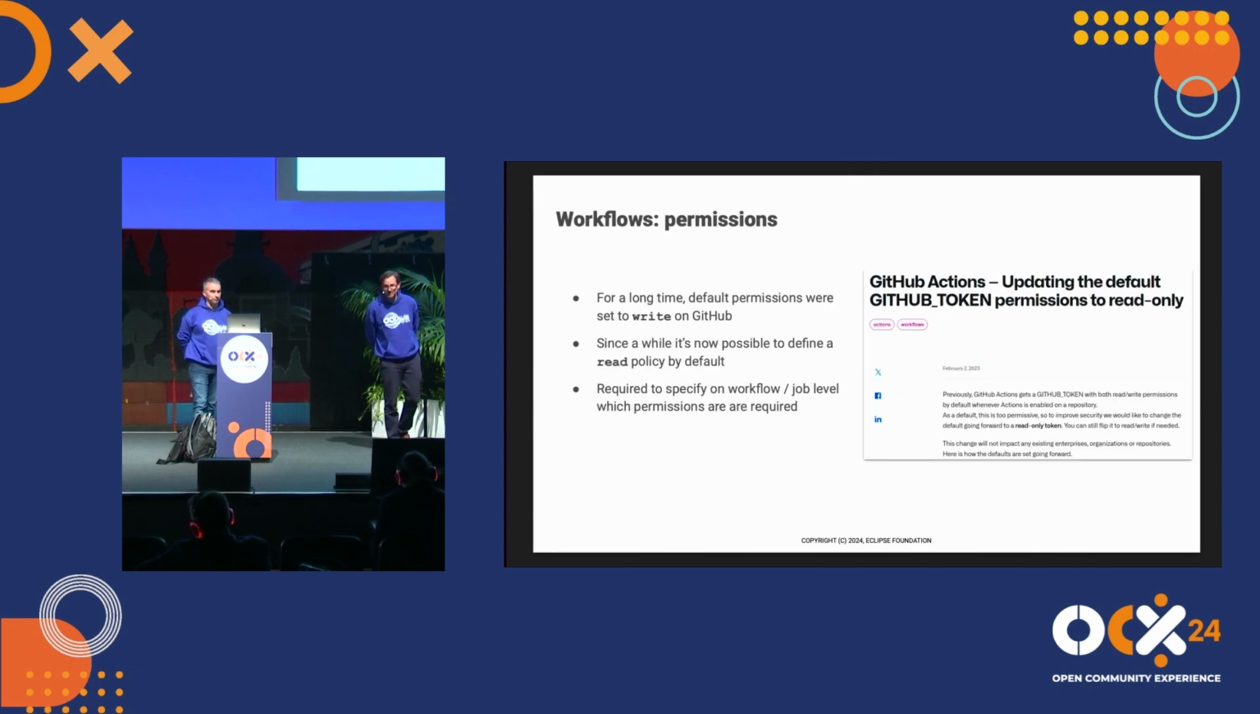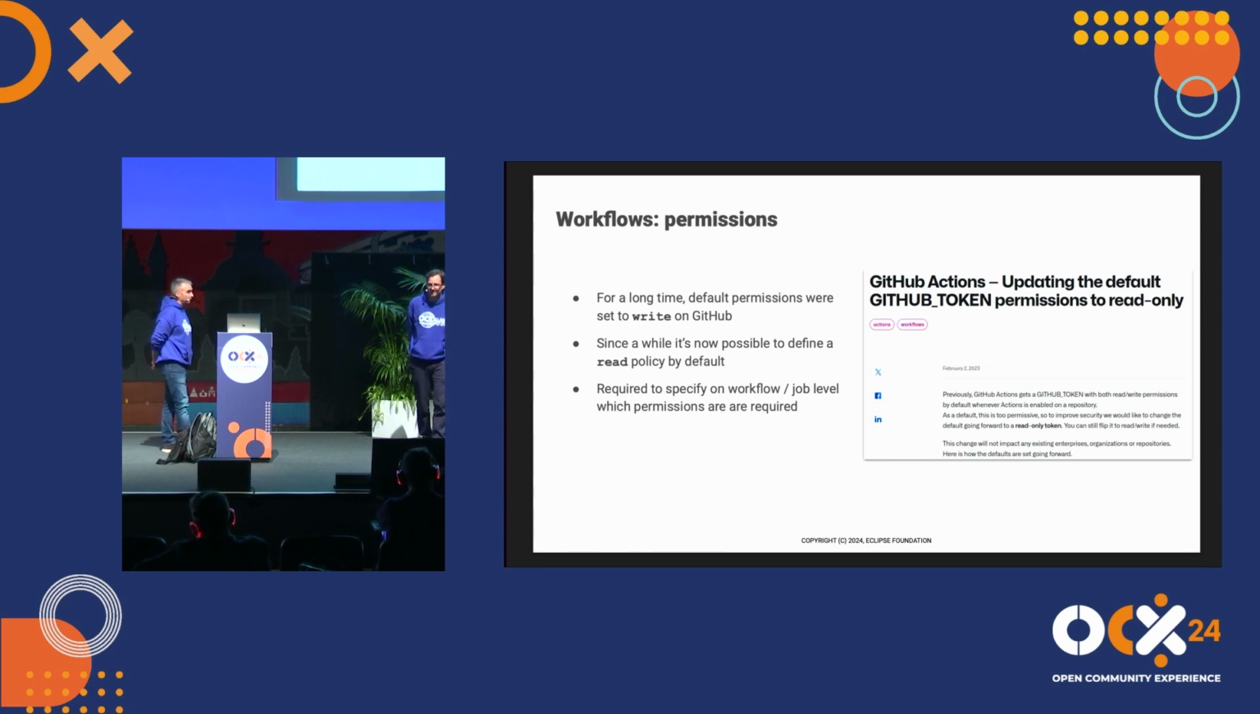So for workflow permissions, for a long time, the only option that you had was that all the tokens generated by default by GitHub have write permissions. That's unfortunate, but that's how it was. A while ago, I think at the beginning of last year, they added the option to set the policy to read by default. So we highly suggest enabling that in your project, especially when you start a new project, do that right away.